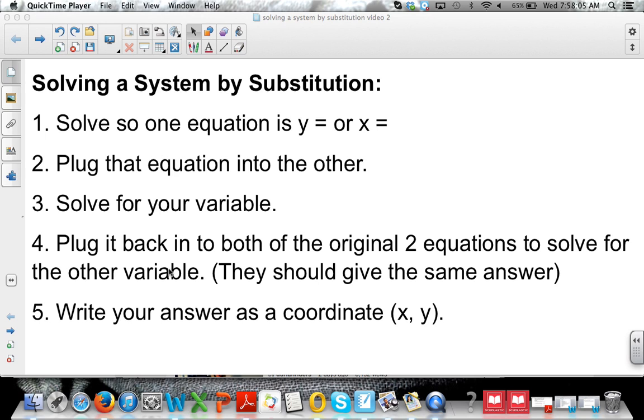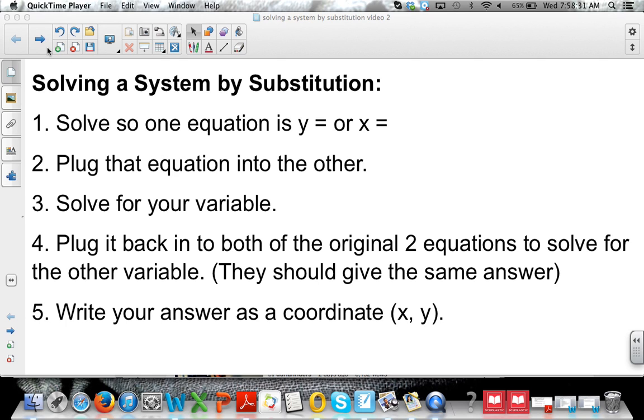So when you plug in your answer, whatever you got for step 3 here, when you plug it into your original two equations, you better get the same thing, and if you didn't, that means something went wrong and you'll need to start over or find where you went wrong. So say you solved for x first in step 3, then in step 4 you'll solve for y, and then step 5 you're going to write your answer as a coordinate x comma y.